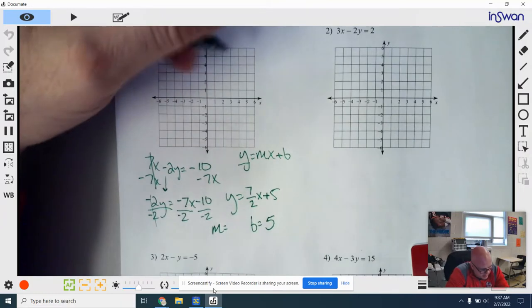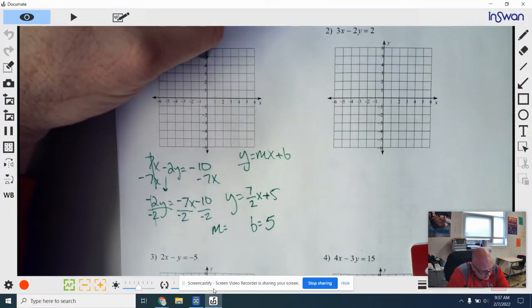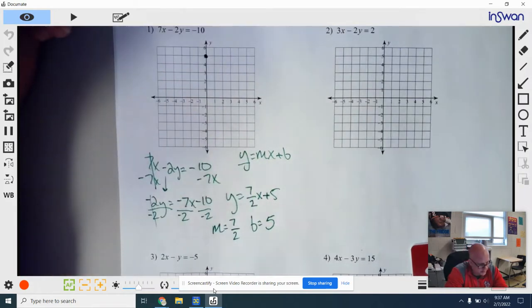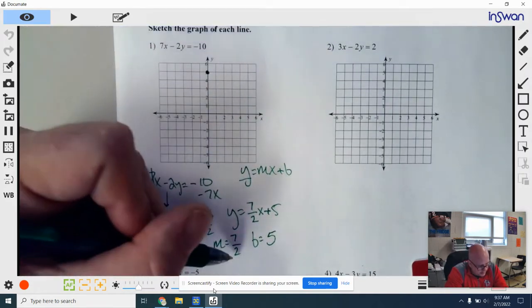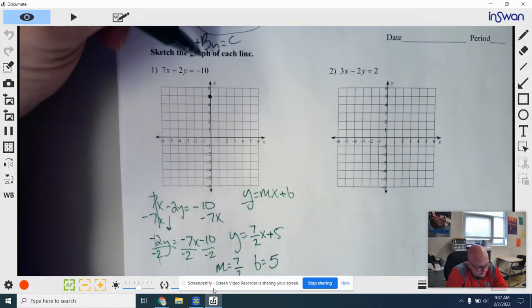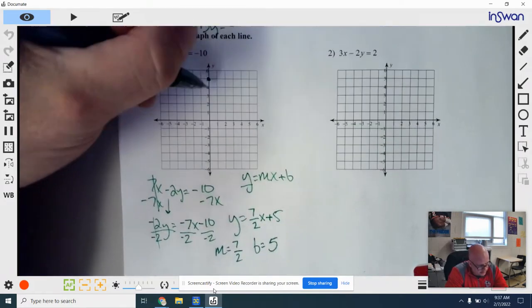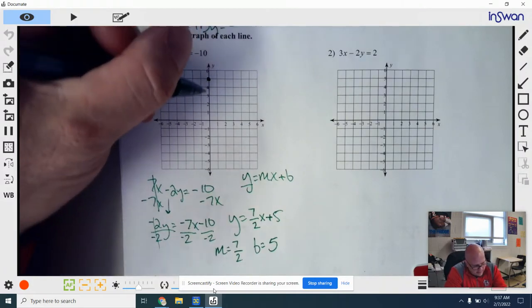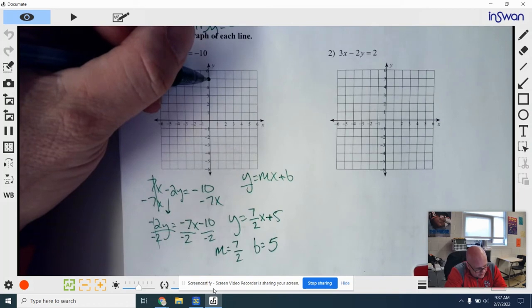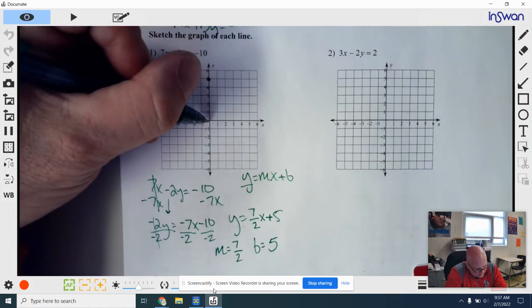Okay, so I'm going to go up on the y-axis and put my point at 5. And then my M is 7 over 2. So that means it's positive. So I would go up 7, but I'm way off the graph. So I'll go up 7 and I'd run 2. But if I can't fit it that way, I can go the opposite way. So instead of going up 7, I can go down 7. So 1, 2, 3, 4, 5, 6.